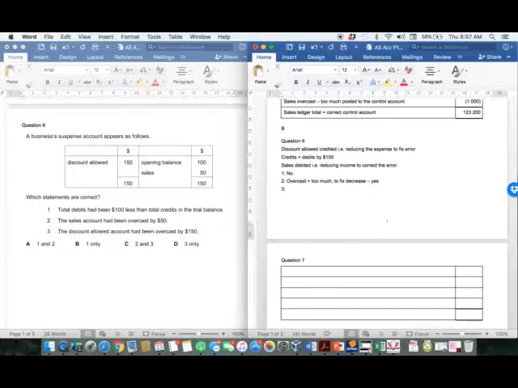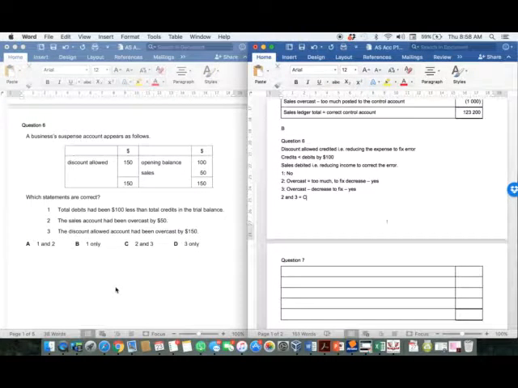Number 3, the discount allowed had been overcast by 150. It's exactly the same as the above. Overcast means that you would have to decrease to fix it. In other words, yes, because we've already worked out that you are reducing that expense. So that means your answers are 2 and 3. And if you go and have a look over here, that would give you C as the option that you would want to choose.